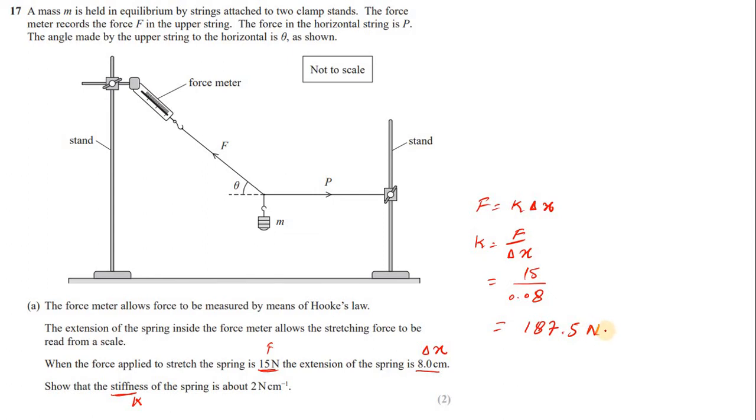Newton meter inverse. And the answer was given in Newton per centimeter, so it is good to keep this in centimeter. So you can have your option, of course, the same, because you can convert it into meter, so it will be 1.87, so it will be 2. So that's how you can prove. So if you put it 8, it is good, because you will have your answer.